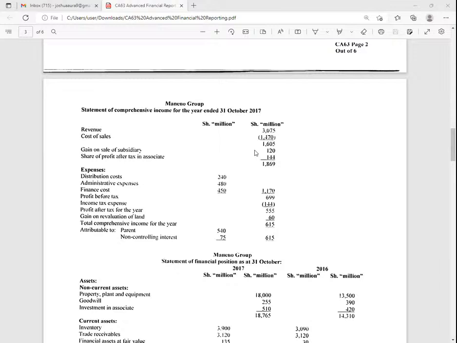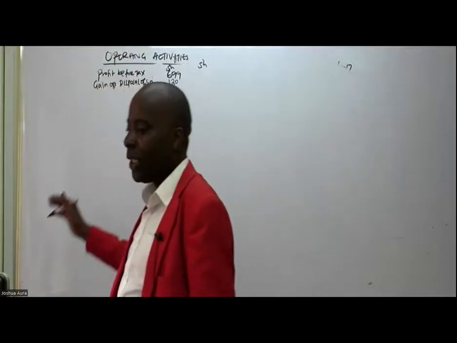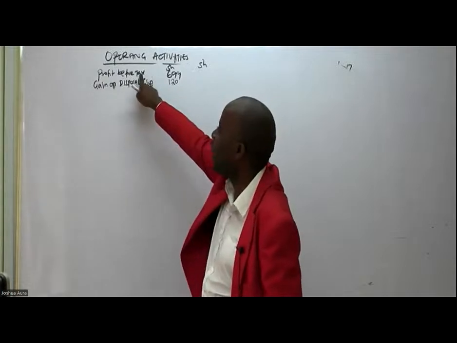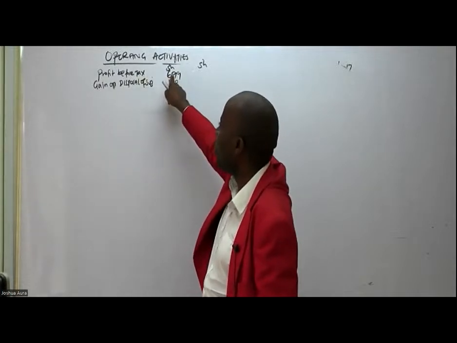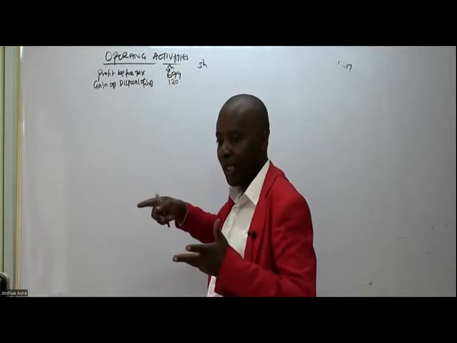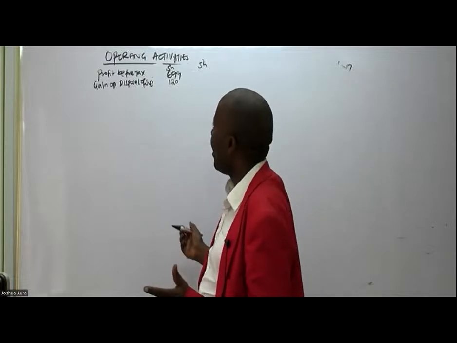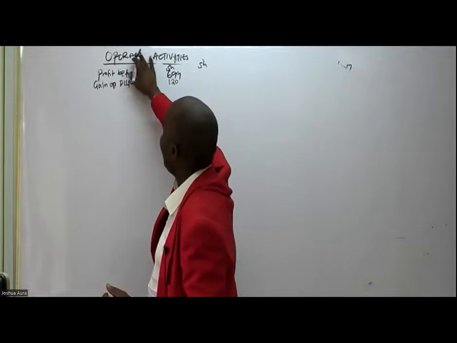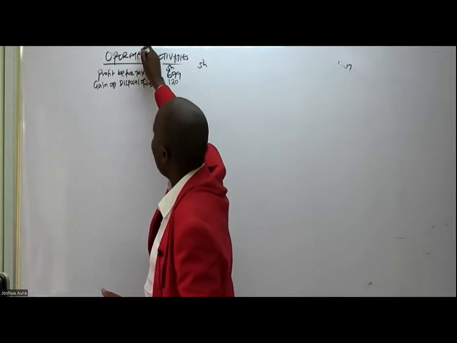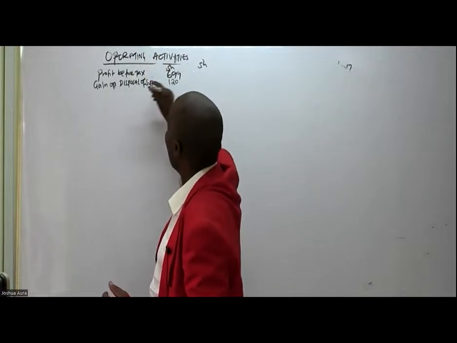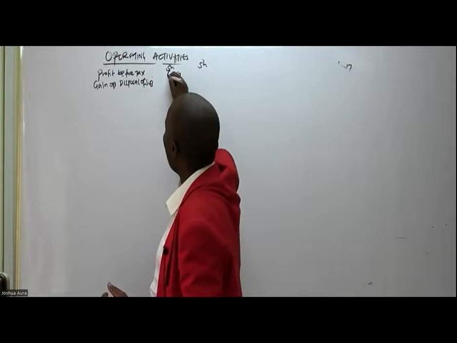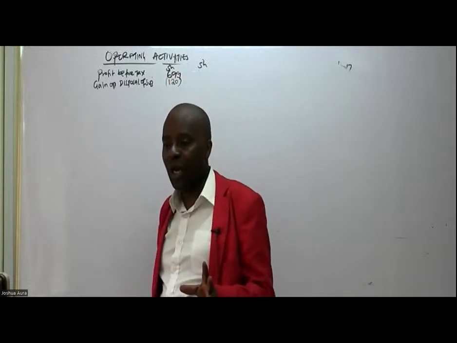When you move down, first of all, listen. This gain was added when I was getting this figure. It is included here, and I would want to cancel it because it's not part of my operating activities. So it was added. Now to cancel it out, I need to subtract it, with less.